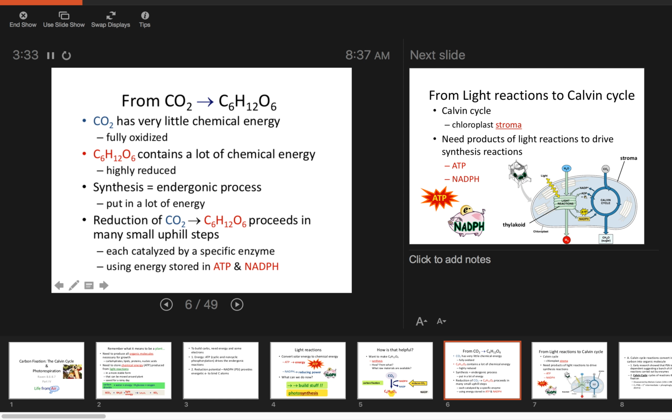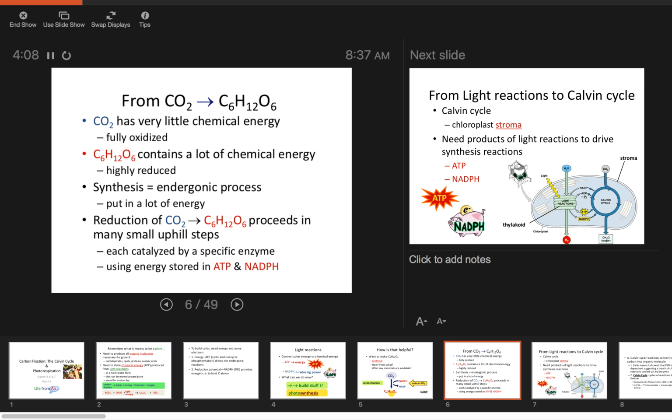So CO2 has very little chemical energy by itself, and so we need to convert it to C6H12O6. Again, synthesis is an endergonic process. You have to put in a lot of energy, and in this case, I think it's going to take about 18 ATP. So we're going to reduce CO2 to C6H12O6 in small little steps, and you're going to see that with the Calvin cycle, there are multiple little steps as we add on another carbon and rearrange some atoms. You're going to find that the Calvin cycle is very similar to the reverse of glycolysis. Did we decide that the oxygen that it gives up comes from the water? Yes.